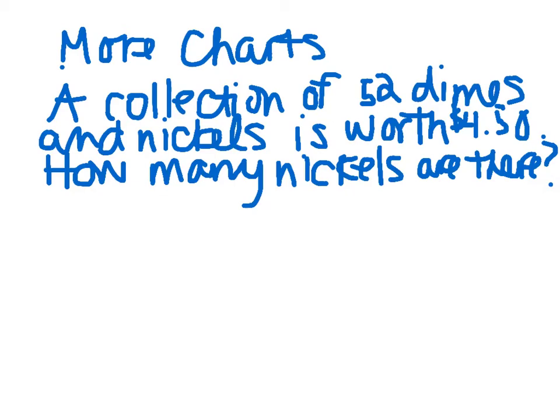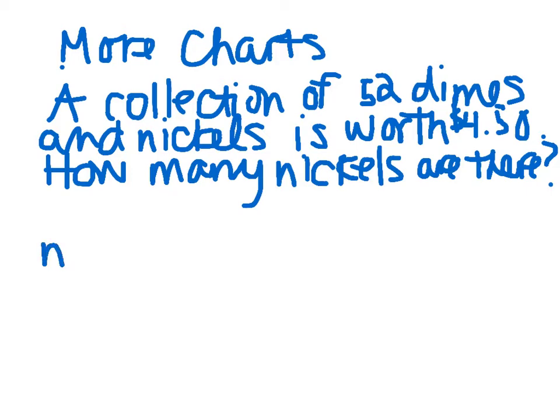Hopefully you're starting to get the hang of how these charts work. I want to do two more examples here to illustrate something that comes up in coin problems and something that comes up with profit problems. So, here's the problem. A collection of 52 dimes and nickels is worth $4.50. How many nickels are there?